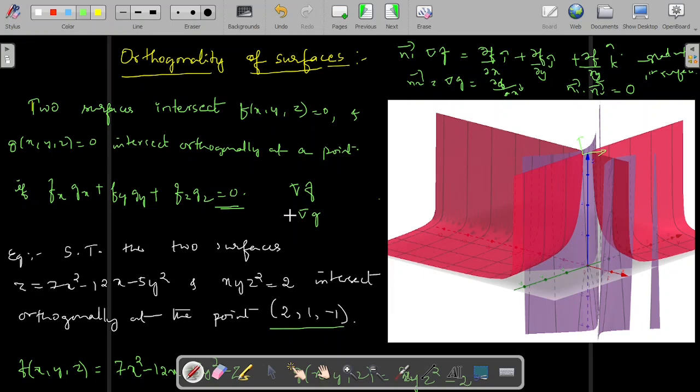So this is all about orthogonality. We have seen the orthogonality between lines in 2D as well as in 3D, then orthogonality between curves, and finally the orthogonality of surfaces. I hope you understood the concept.